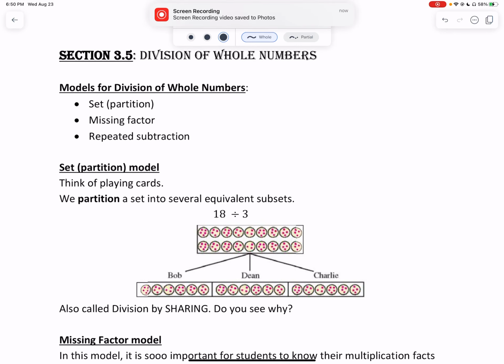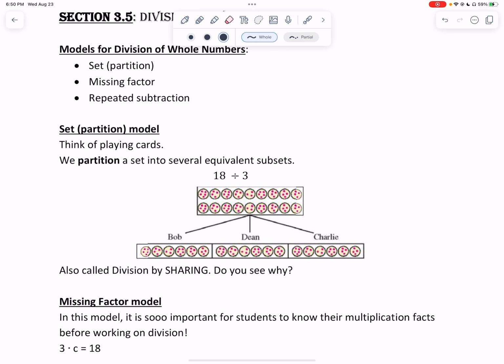So in this video, we are going to be dividing whole numbers. We're going to start off with modeling this division using the set model. It's also called the partition model, also the missing factor model, and repeated subtraction. So when you think of a set model, it's also called division by sharing, okay?